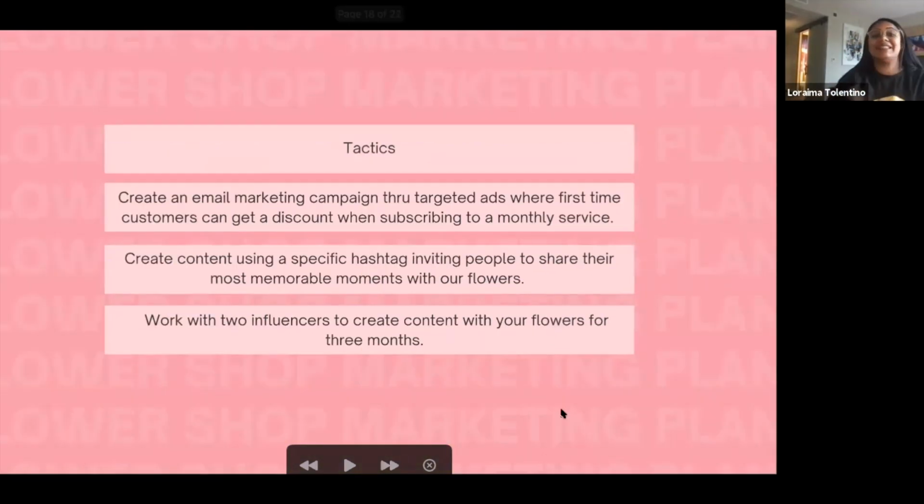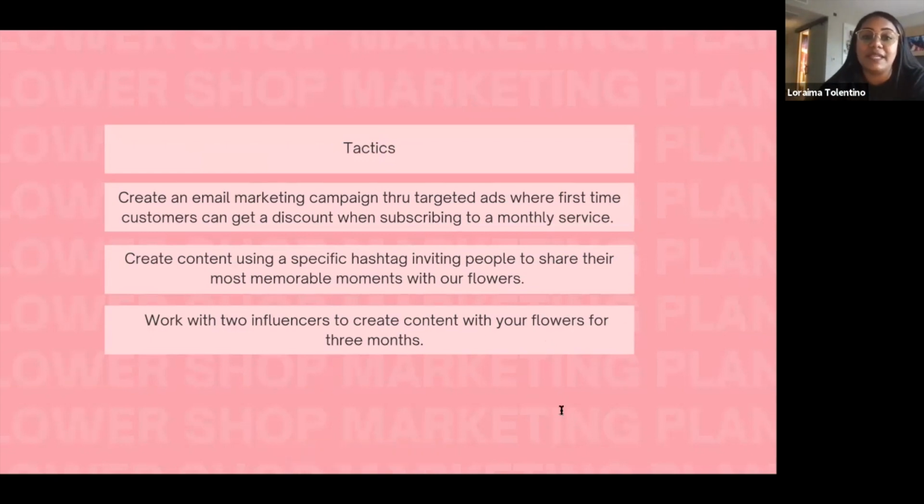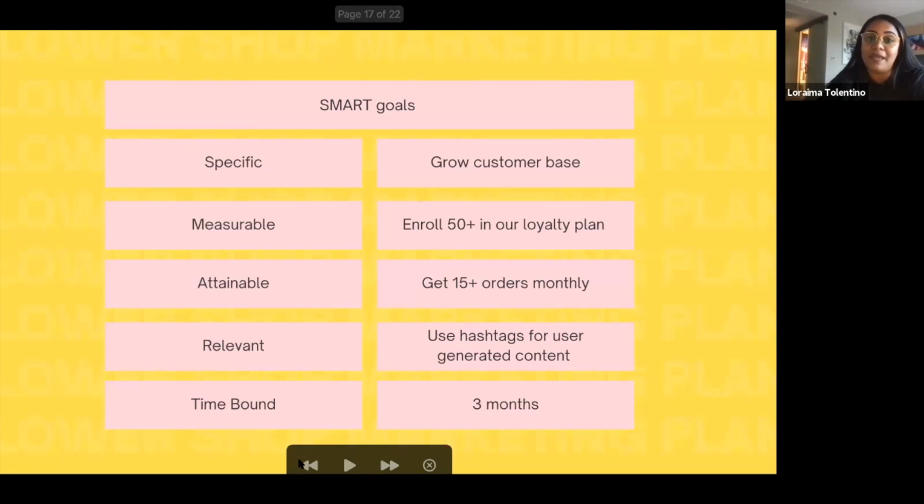And then the second tactic is to create content using a specific hashtag, inviting people to share their most memorable moments with our flowers. Again, this tactic touches on a lot of our SMART goals because through content and social media, we'll be able to grow our customer base, have more people enrolled in our plan, get more orders, and we're going to have user-generated content. So it's a great tactic to attack these options.